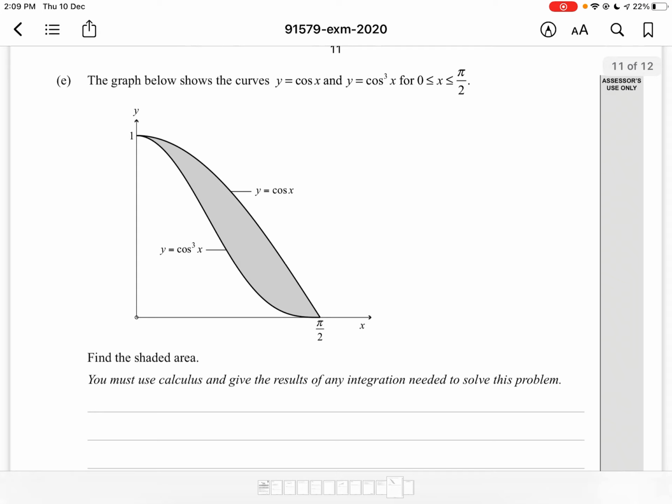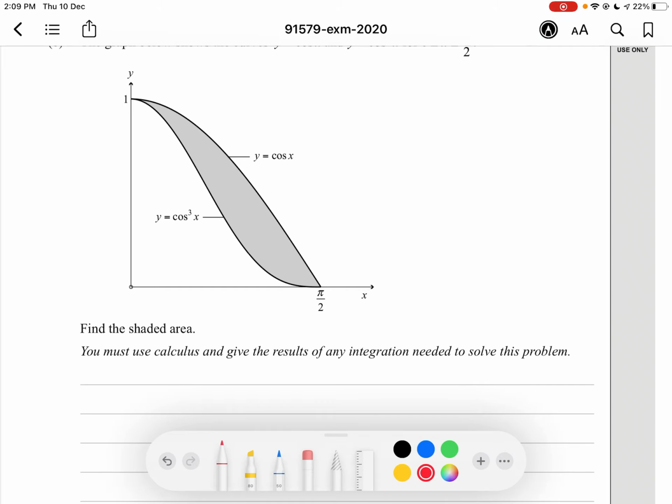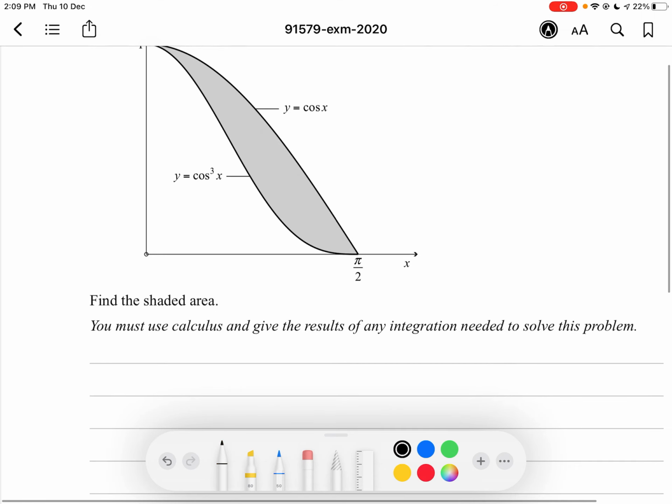Question E, the graph below shows the curve y equals cos of x and y equals cos to the power 3 of x for x between pi over 2 and 0. Find the shaded area. Alright, so the shaded area can be seen as the area underneath the graph of y equals cos x from x equals pi over 2 to x equals 0, minus the area underneath the graph of cos to the power of 3 x from x equals pi over 2 to x equals 0.